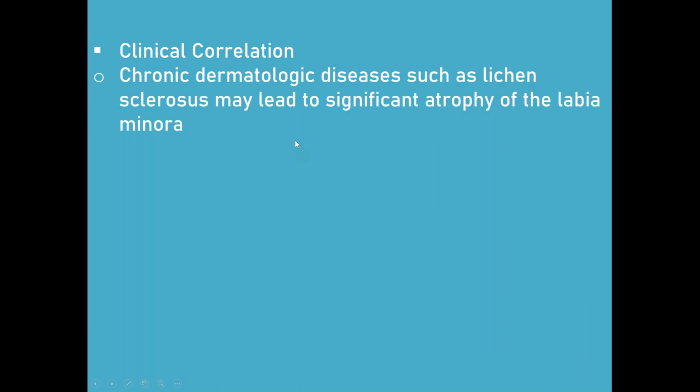So what is the clinical importance of the labia minora? There are chronic dermatological diseases such as lichen sclerosus. This may lead to significant atrophy of the labia minora. This is a vulval condition, clinically named lichen sclerosus, which is whitish and involves the labia minora. So this is an important disease that can affect the labia minora.